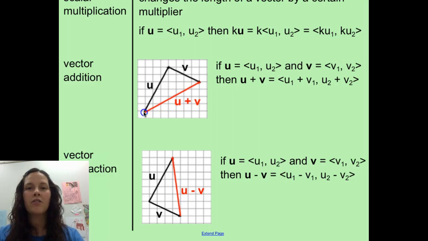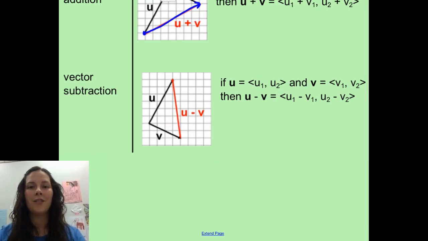Vector addition is pretty straightforward when you sketch it. You start at the initial point of the first vector and you go towards the tail of the second vector. But for vector subtraction, it's not as straightforward. You actually start at the tail of the second vector and go towards the tail of the first vector.